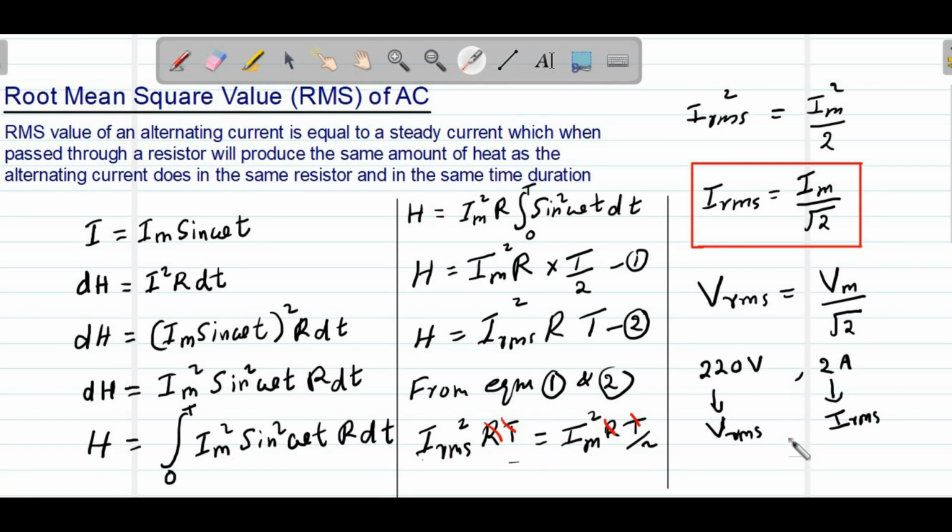Now in the next lesson we can see how to represent this AC voltage and current by using vectors, and those vectors are called phasors. So next class I will be explaining about the phasor diagram.